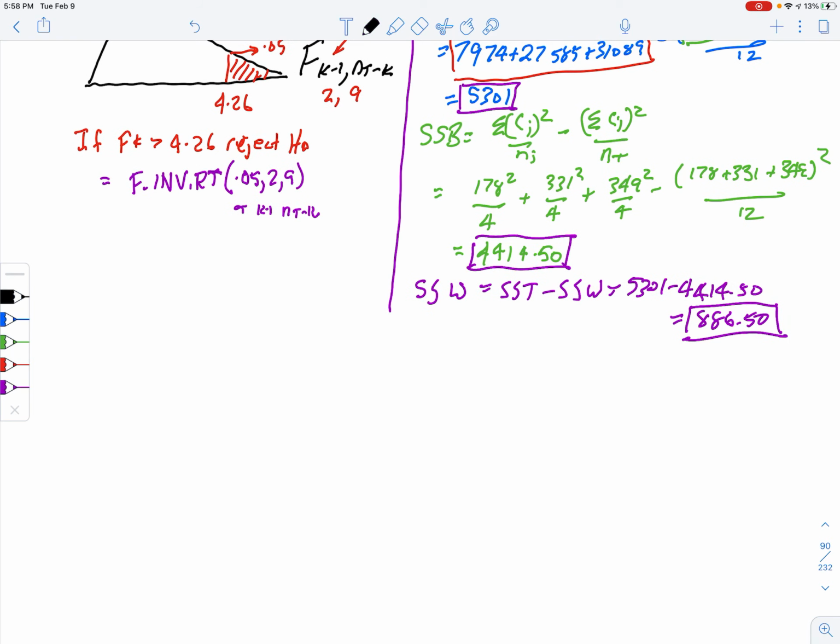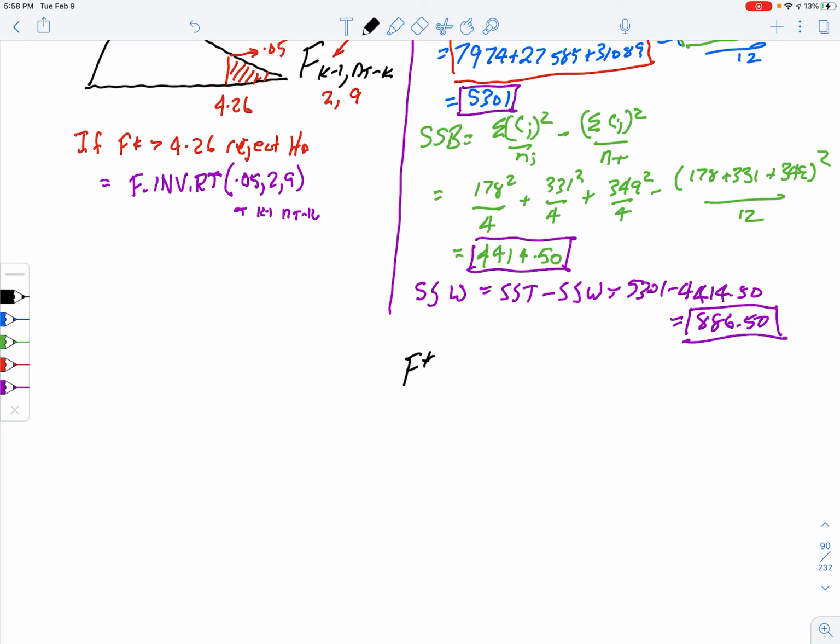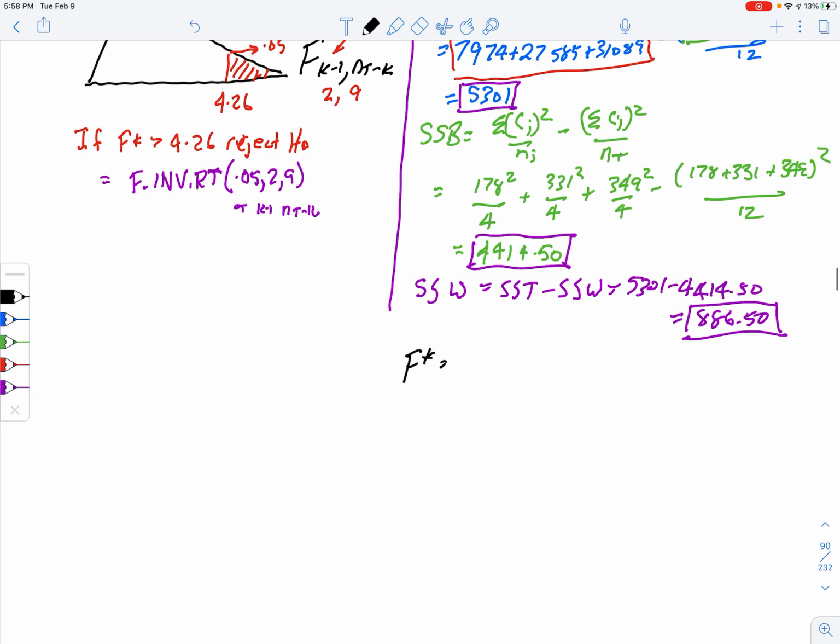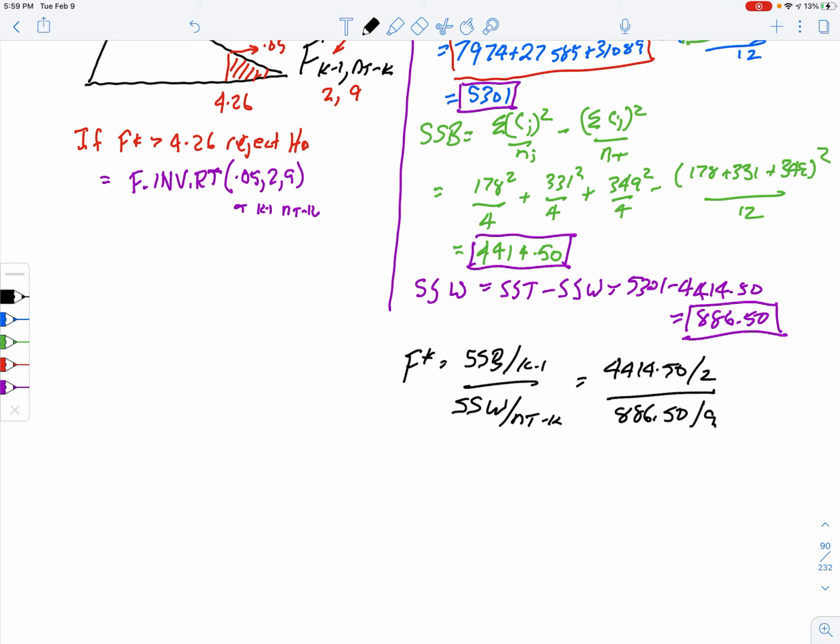Now what we do is we calculate the F star value. The F star is going to be SSB over K minus 1, over SSW over NT minus K. So that's 4414.5 over 2, that was K minus 1. And in the denominator, we've got 886.5 over 9, that was NT minus K. And when the smoke clears, you end up with 22.41.